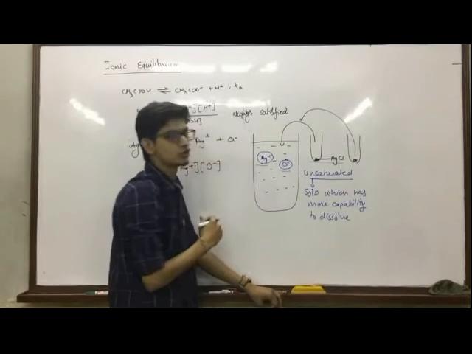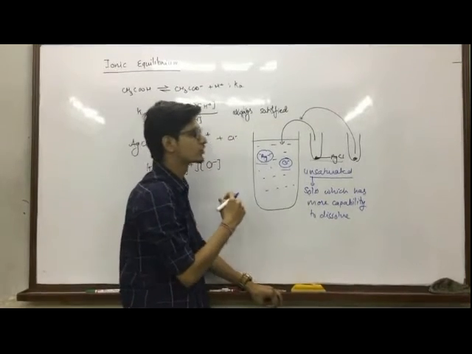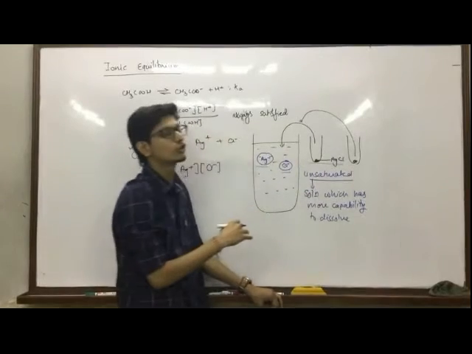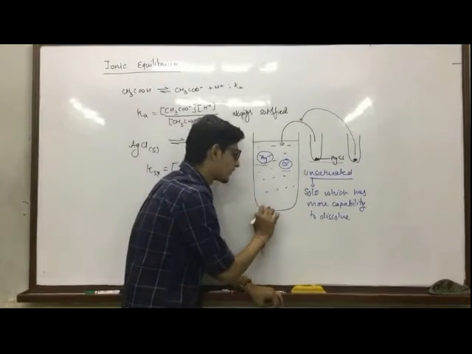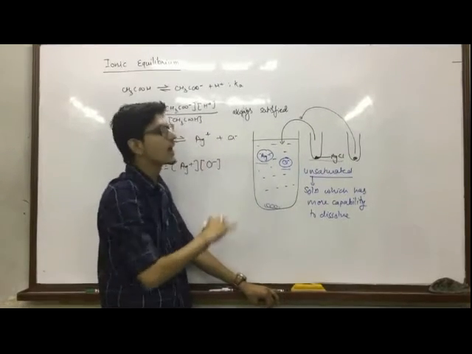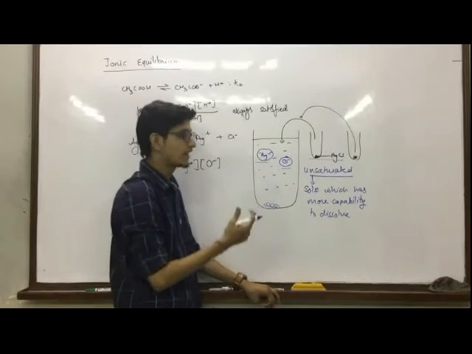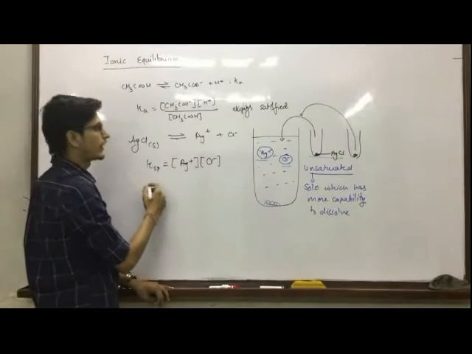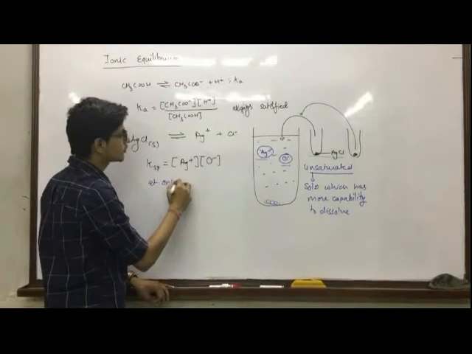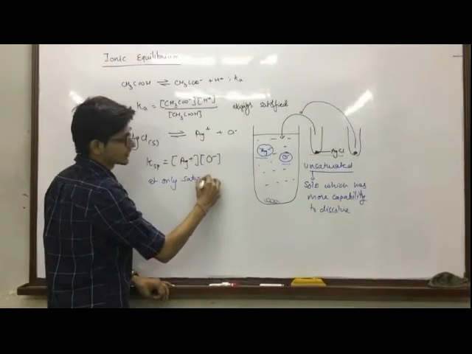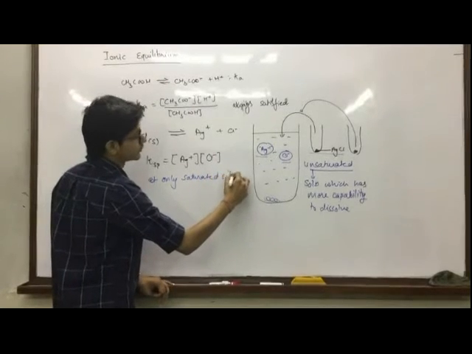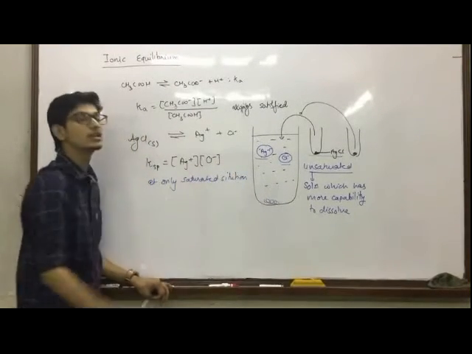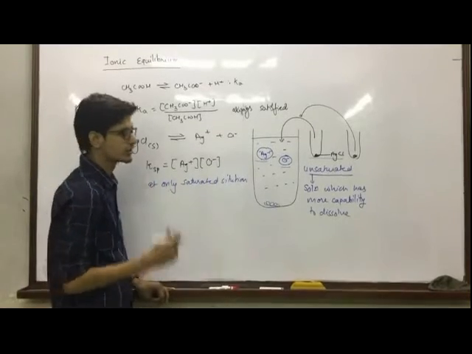At saturated situation, what is going to happen? At saturated situation, the further more salt is not going to dissolve. It is going to form further precipitate. It is going to exist as an undissociated AgCl. So that is the saturated condition. So this relation is going to be satisfied at only saturated situation. It is not going to exhibit in the initial condition at the unsaturated condition.